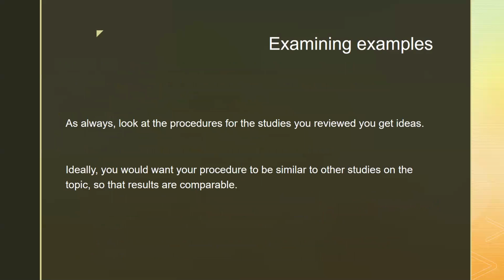Again, if you don't know where to start, look at the procedures for the studies that you reviewed in your literature review that are similar to your study. It's actually ideal to have your procedure be similar to the procedures of the studies that came before you. That makes it so that we can compare the results. You can't compare your results to the results of another study if you did completely different things, right? And so you can really get a lot of information and ideas just by looking at the procedure sections of the previous studies in your literature review.